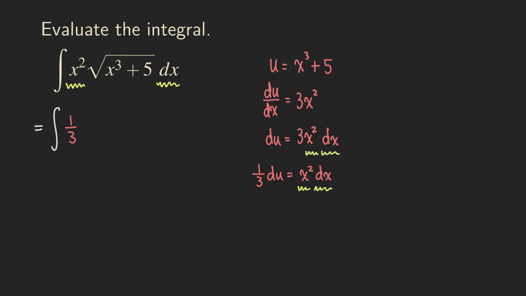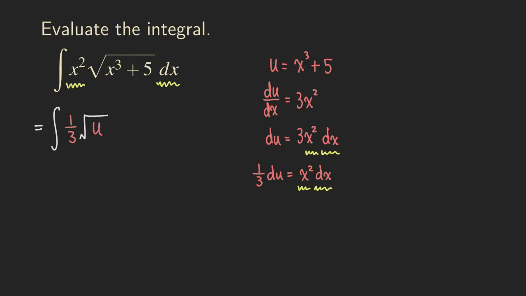But right now, I just want to write down the other stuff, the square root of the x cubed plus 5. And how do we do that? The u is actually x cubed plus 5, so I can replace that whole thing by u. So I'm just going to get the square root of u.